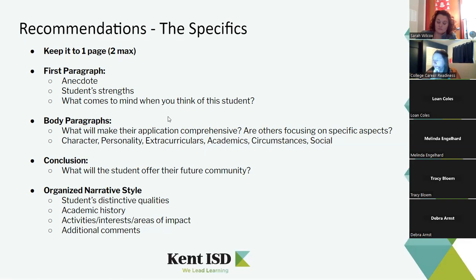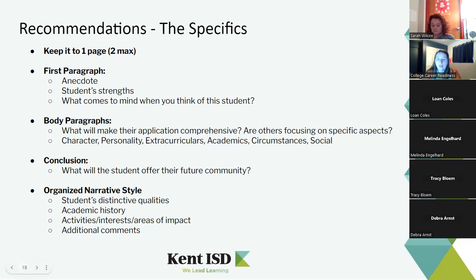So are others focusing on specific aspects? Some areas you might want to talk about are character or personality, their extracurriculars, their academics, any special circumstances you're aware of, and social. How do they interact with others? How would they contribute to that school? And then the last part, again, what will the student offer their future community? So how are they going to impact that school?